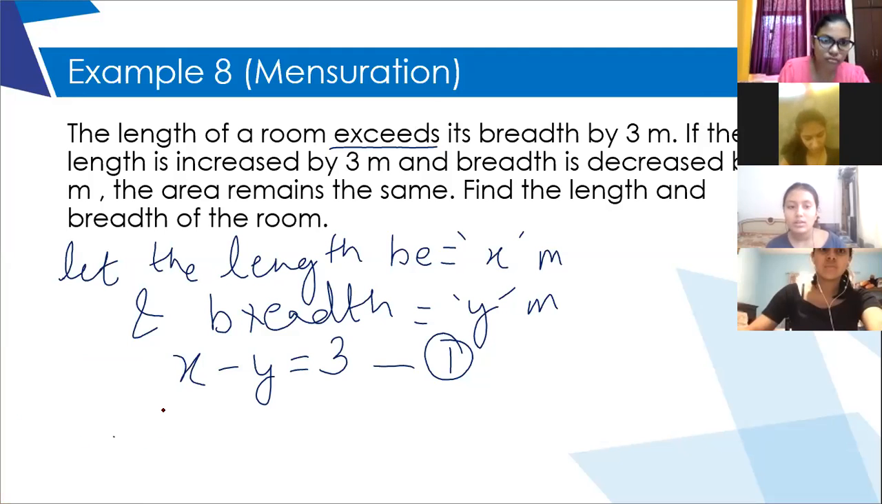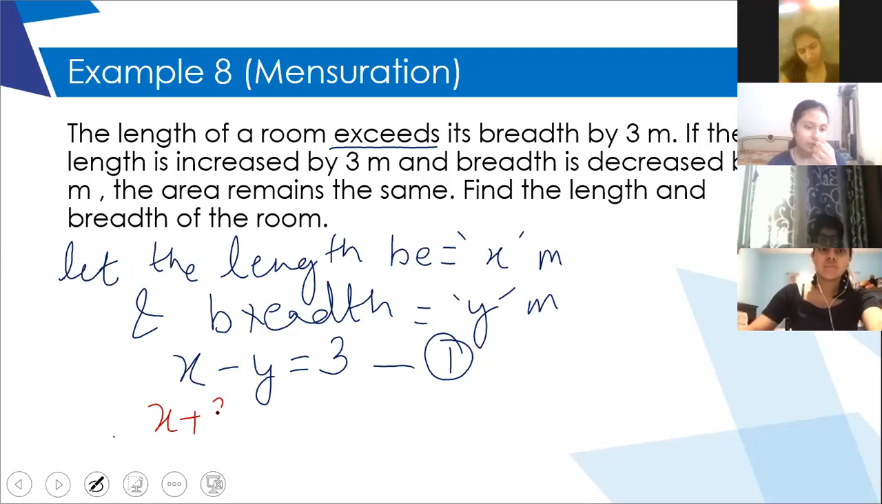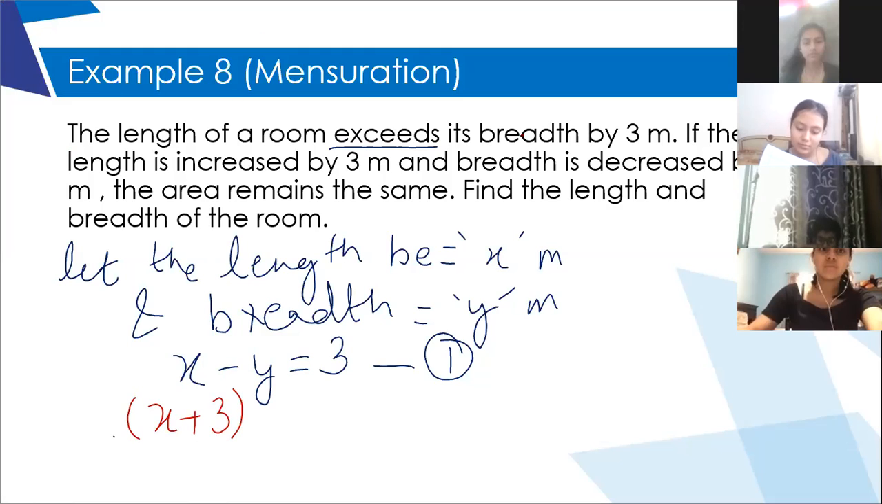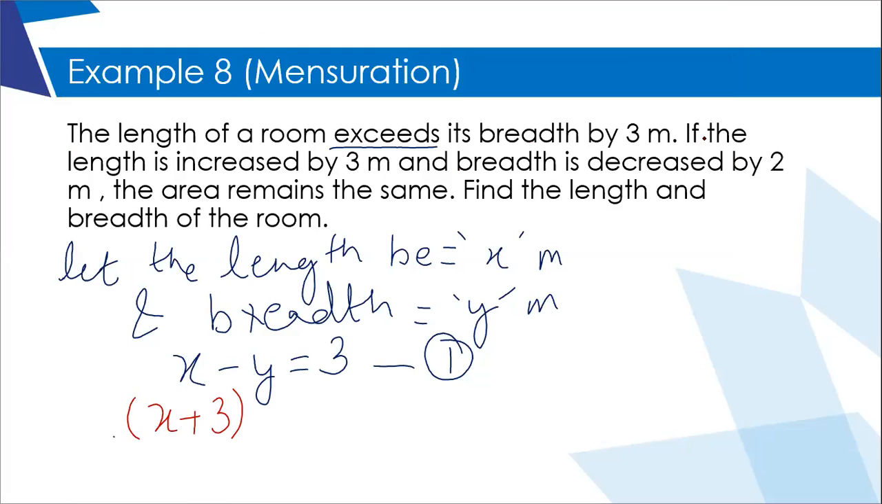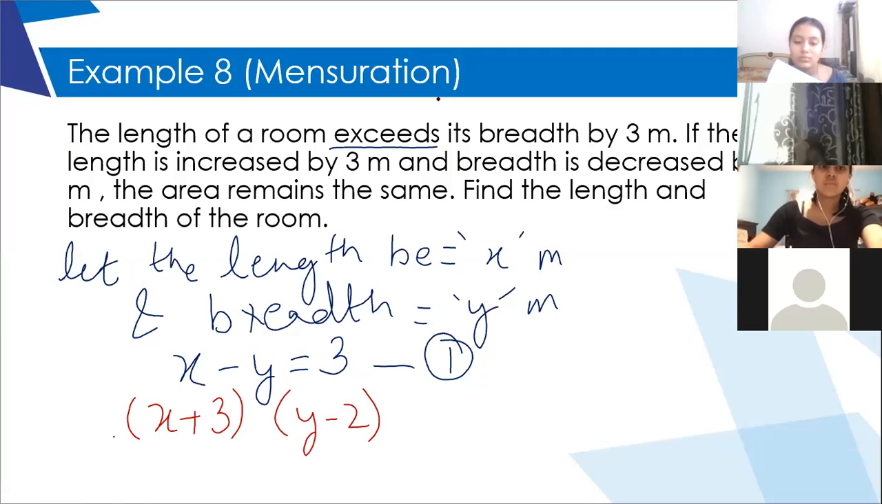If the length is increased by 3 meters, what will I do? x plus 3. Very good, x plus 3. So your new length is x plus 3. And the breadth is decreased by 2 meters. Then what do I do? y minus 2. Okay, then it is saying the area remains the same. Yes, Priyadarshini, I want the answer from you only.